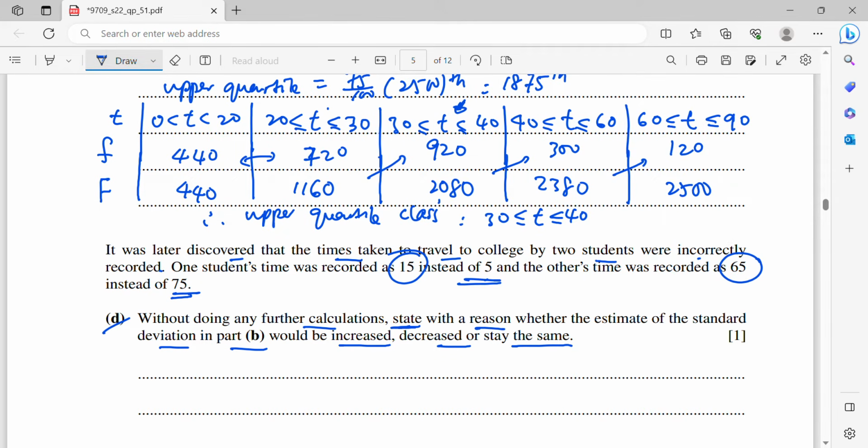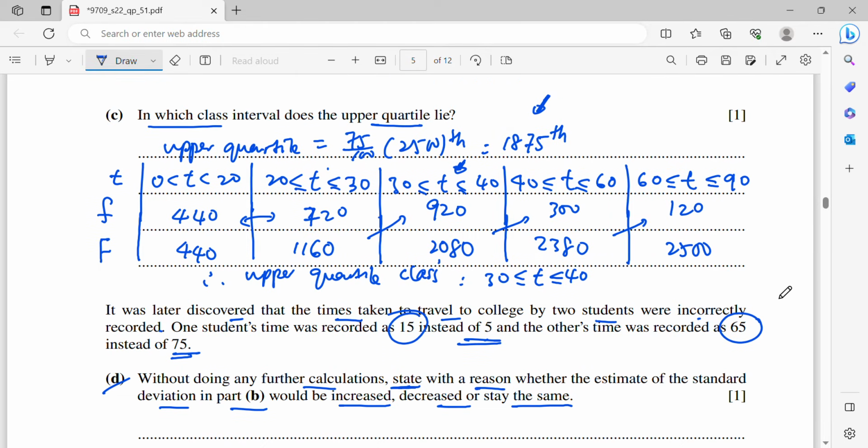Now let's look at the intervals. The recorded data 15 is in the first interval. The second wrongly recorded value, 65, is in the last interval. But the actual value is 5 instead of 15, and 5 is still in the first interval. The second one is supposed to be 75, and 75 is still in the last interval.